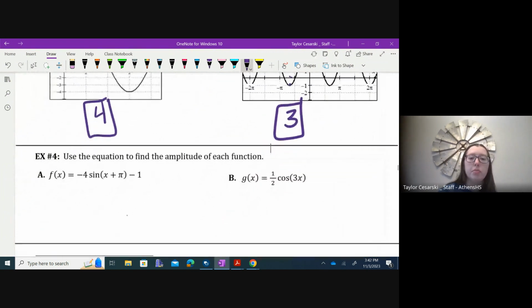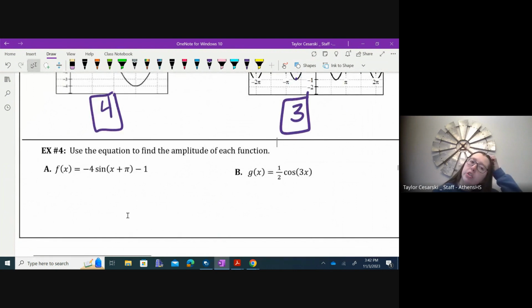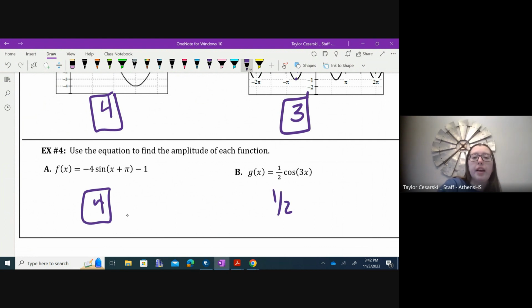Amplitude, remember, is the number in the front of the trig function. It's always positive, so this would be 4, and this would be 1/2.